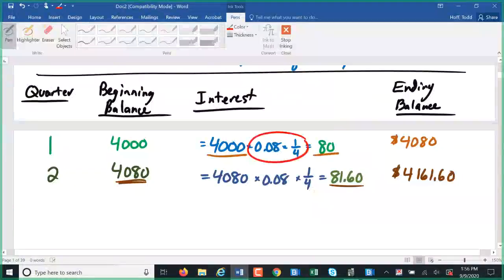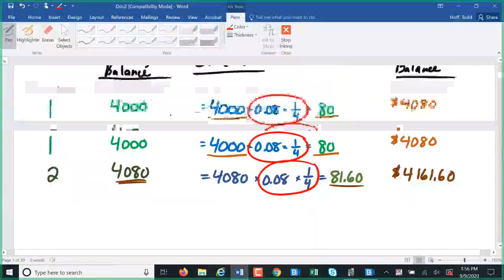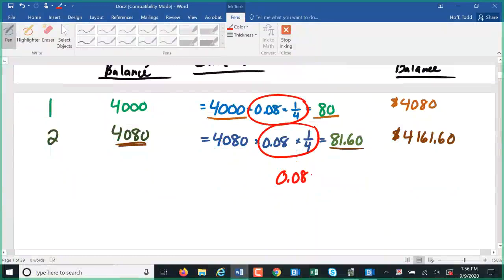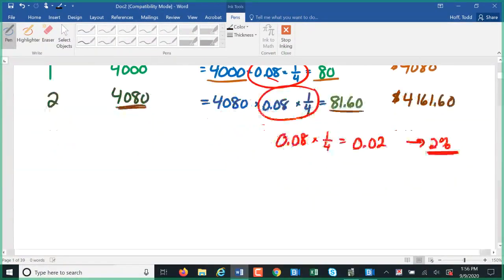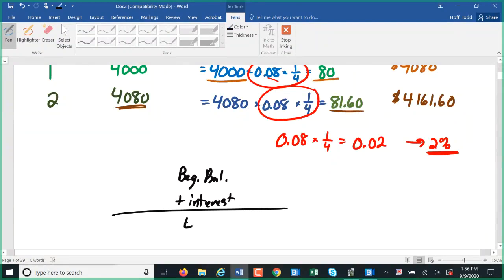First of all, right here, every quarter, we did 0.08 times 1/4. Well, 0.08 times 1/4 is 0.02, or 2%. Now that makes sense. If it's 8% per year for a whole year, it would be 2% for a quarter, 1/4 of that. And if you look at what we did each quarter, we had a beginning balance, we added in the interest, we had an ending balance.